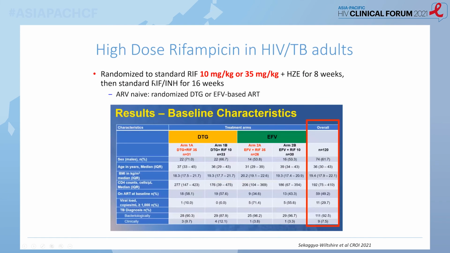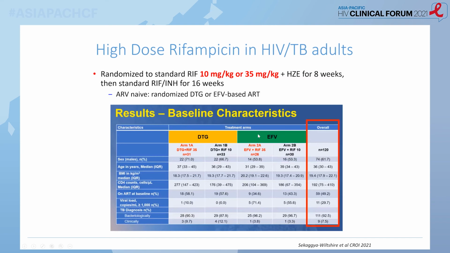But this is a very nice study looking at high-dose rifampicin in HIV-TB co-infected patients, which was presented at CROI earlier this year. They looked at 2 doses of rifampicin, 10 milligrams and 35 milligrams per kilogram, in individuals treated for HIV with a dolutegravir-based regimen using 50 milligrams twice daily, or efavirenz at the standard dose.